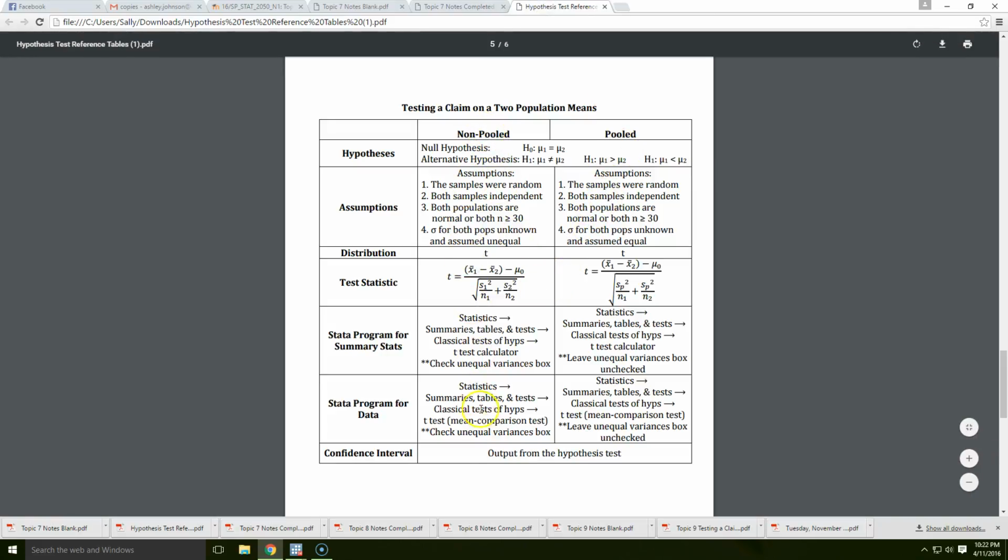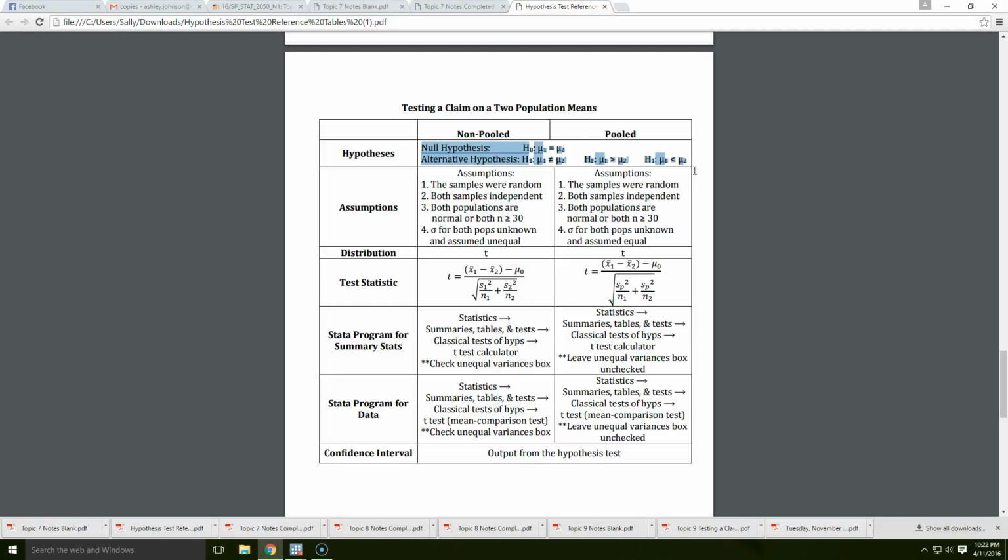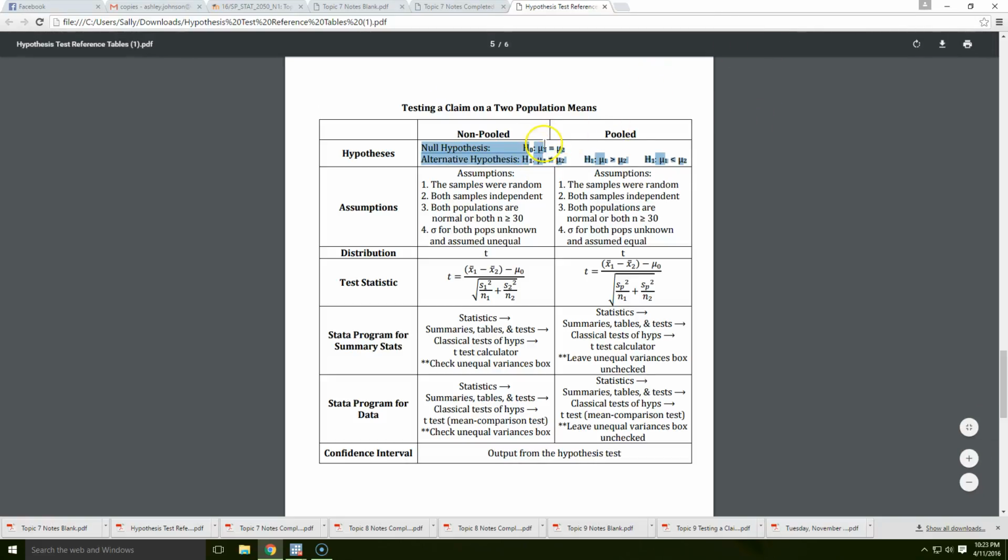We have 2 cases here. We have a non-pooled, which I'll describe in a second, and then a pooled version of this test. The hypotheses are going to be very similar to when you set up the 2 population standard deviation hypotheses. There's not going to be a number in your H0 and your H1. It's going to be the equality of the 2 means, and then whichever is your alternative hypothesis based on your claim.